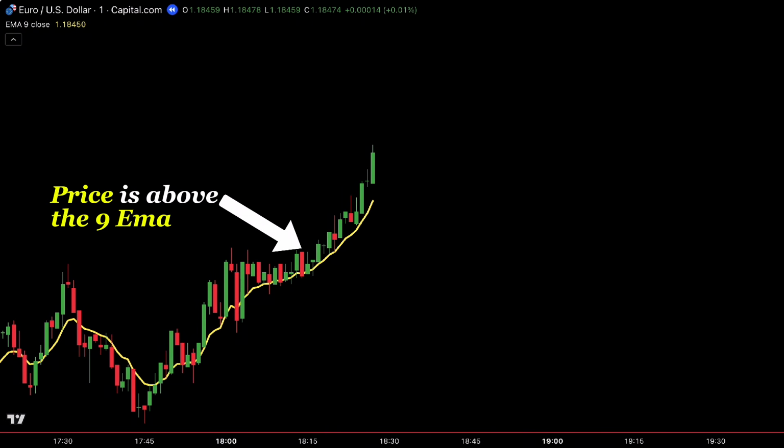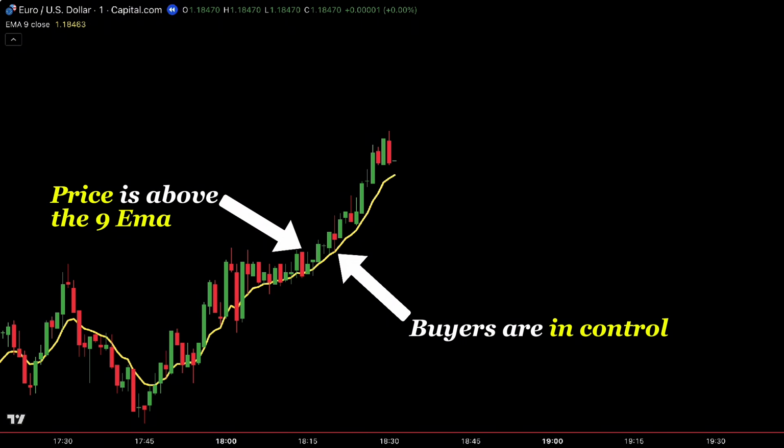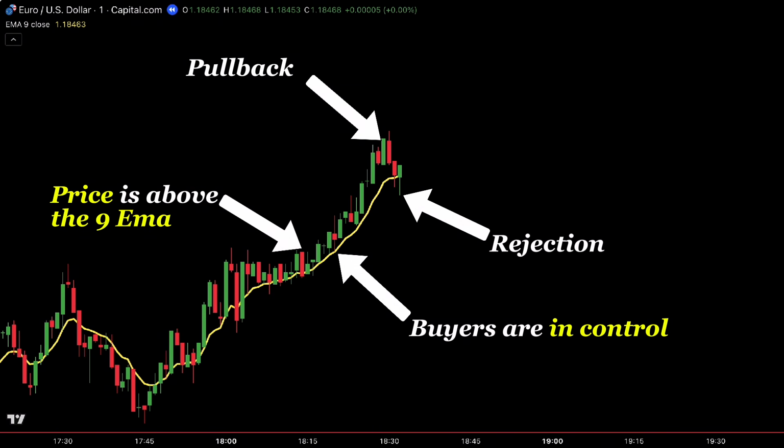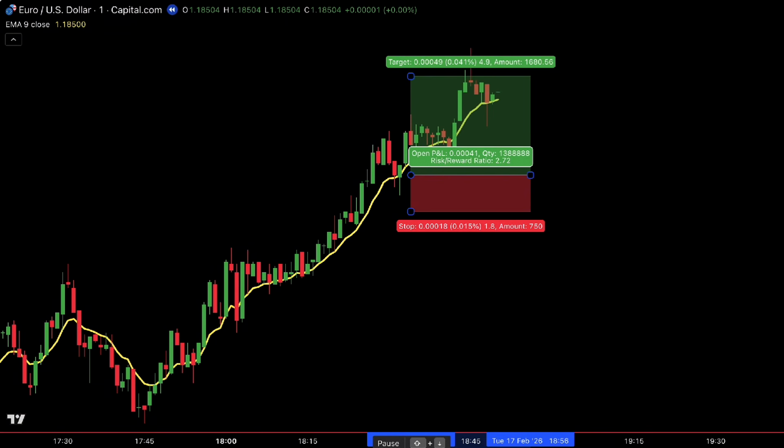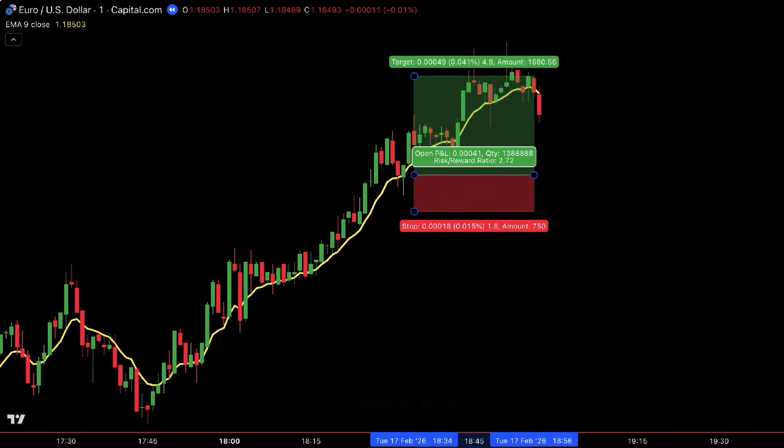If price is trading above the 9 exponential moving average, and candles keep closing above it, that tells you buyers are in control. At this point, you don't chase the move. You simply wait for a small pullback toward the 9 exponential moving average. Once the pullback happens and gets rejected, that's your signal to enter the trade. You join the trend at that moment. Your stop loss goes below the candle that formed the pullback, and as long as price stays above the 9 exponential moving average, you remain in the trade. But once price breaks below the 9 exponential moving average, that becomes your exit signal.